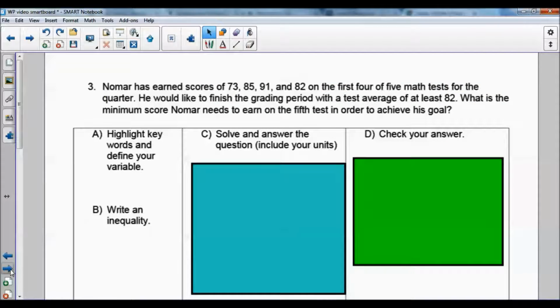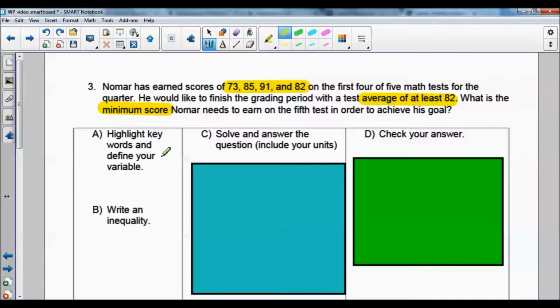It says Nomar has earned scores of 73, 85, 91, and 82 on the first 4 of 5 math tests for the quarter. Okay, so all those scores are going to be important. He would like to finish the grading period with a test average of at least 82. That's also going to be important. What is the minimum score Nomar needs to earn on the 5th test in order to achieve his goal? Okay, so minimum score is the last thing that we want to know.